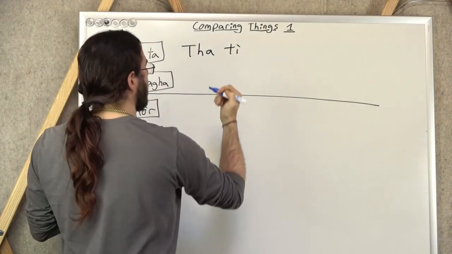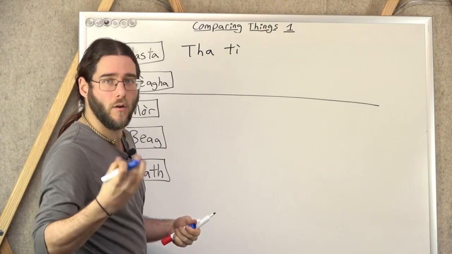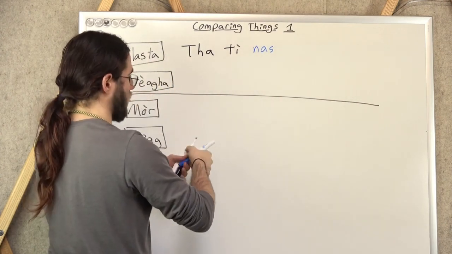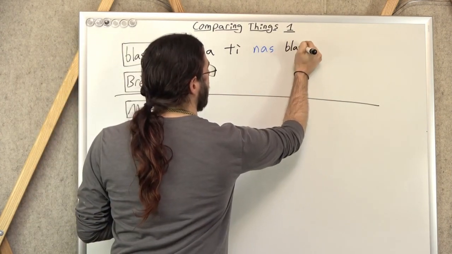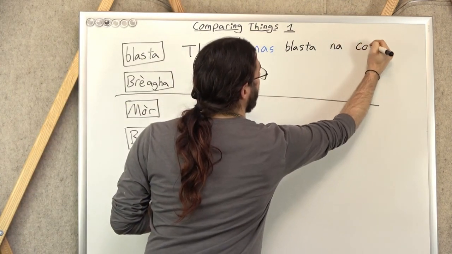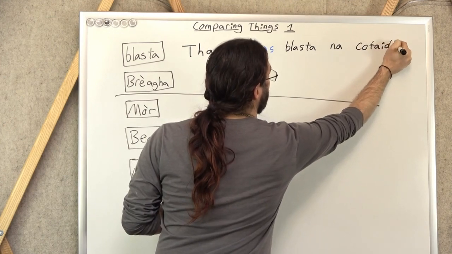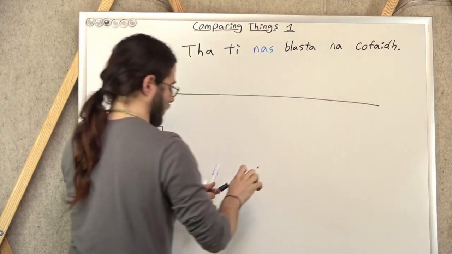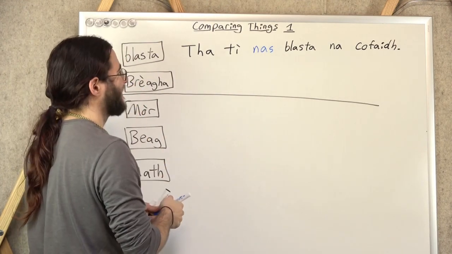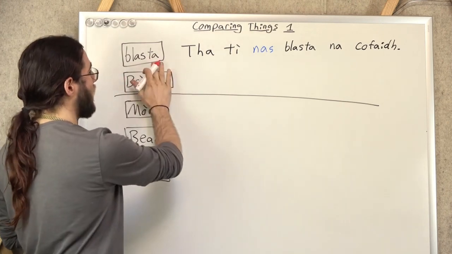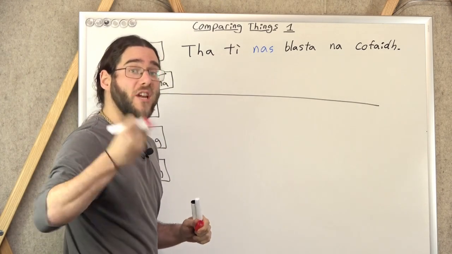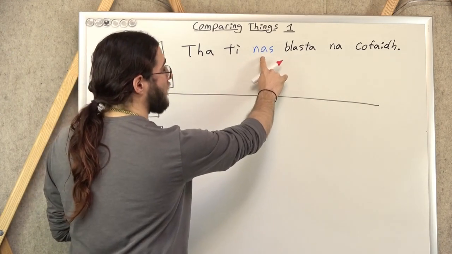Tea is, now we want to say tastier or more delicious. So we're going to put nas. Nas blasta na coffee. Maybe you agree with it, maybe you don't. Blasta. So if something's good, it tastes good, it's just blasta. But if it's tastier than something, you just put the nas in front of it.